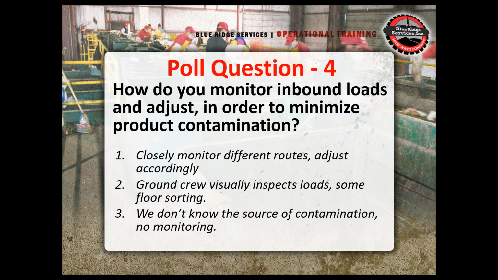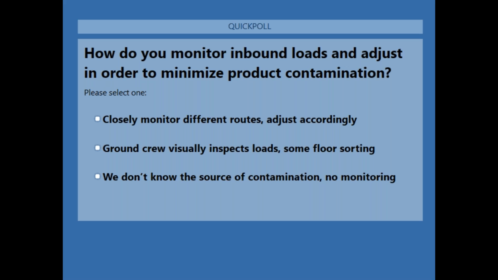This takes us to our last poll question. How do you monitor inbound loads and adjust in order to minimize product contamination? Number one, closely monitor different routes and adjust accordingly. Or number two, the ground crew visually inspects loads and there is some floor sorting. Or number three, we don't know the source of contamination. We don't do any monitoring.